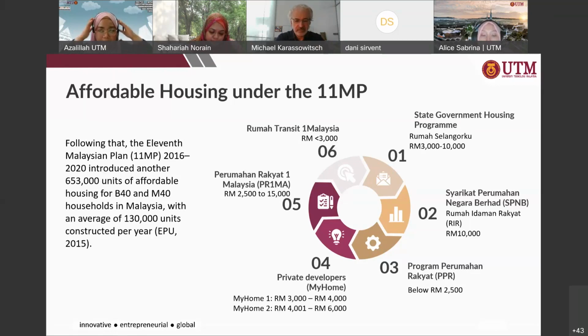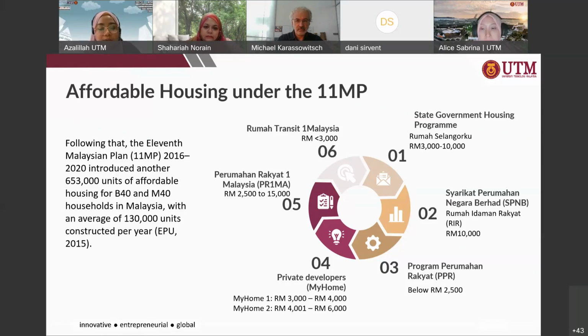Then, starting in 2015 until 2020, under the 11th Malaysian Plan, the Malaysian government started to launch a new program and new scheme, which raised the income level. During 2016 until 2020, like I said, it's not just the B40 facing the problem in home ownership and affordable housing.